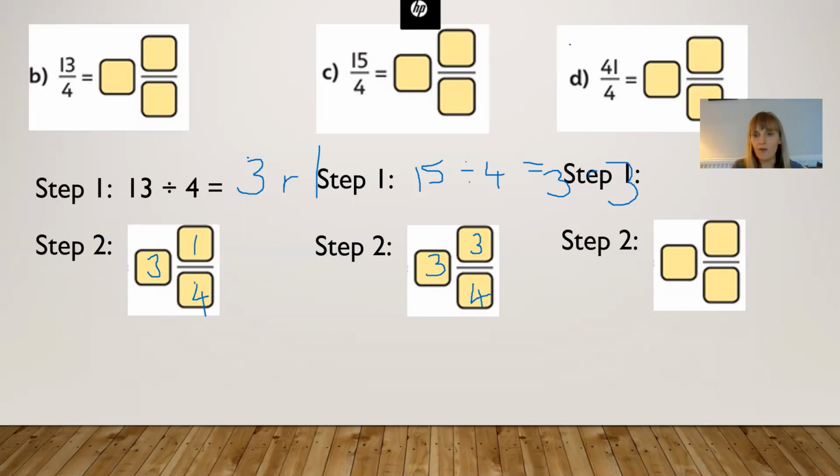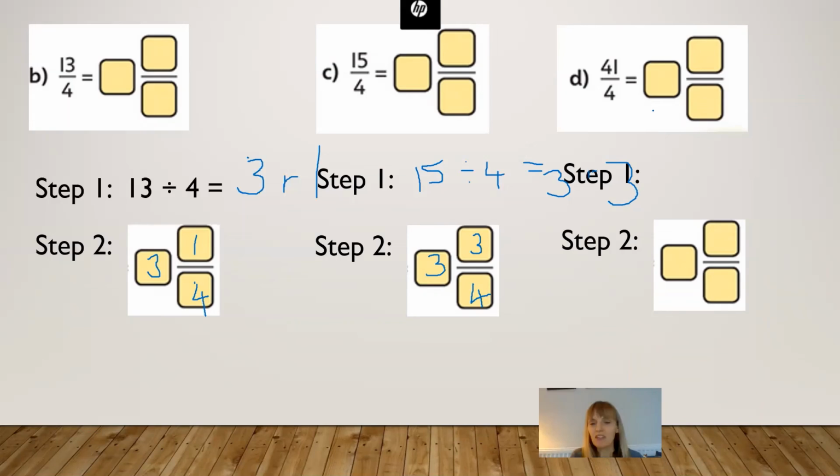Okay, so 41 divided by 4. So 41 divided by 4, I'm going to do first. So that's going to give me 10, isn't it? Because 10 times 4 is 40, remainder 1. So that means here 41/4, I've got 10 wholes and I've got 1 left over. Then I've got my quarters at the bottom. All right, do you get the idea?